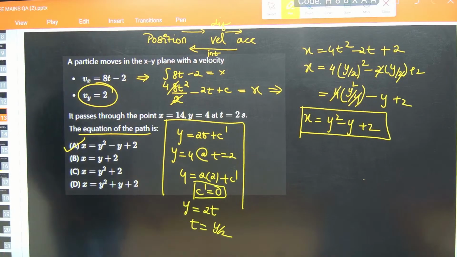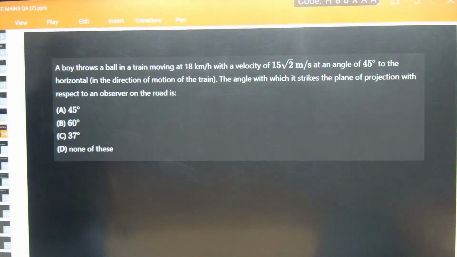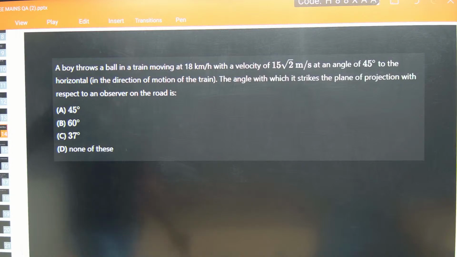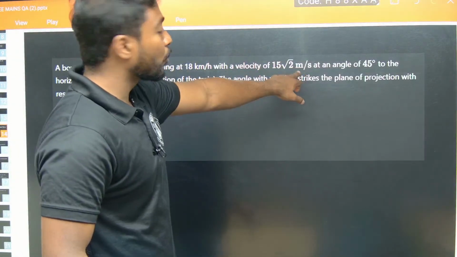Okay. The next question is, a boy throws a ball in a train moving at 18 km per hour with a velocity of 15√2 meter per second at an angle of 45 degree to the horizontal. The angle with which it strikes the plane of projection with respect to an observer on the road is. Okay. So, a boy has thrown the ball with a velocity 15√2 meter per second.